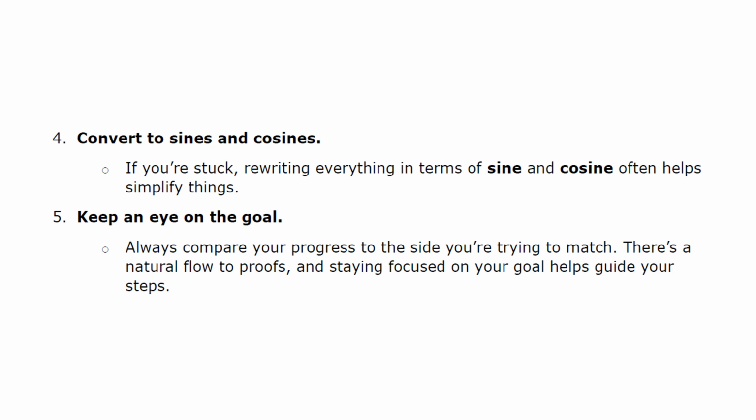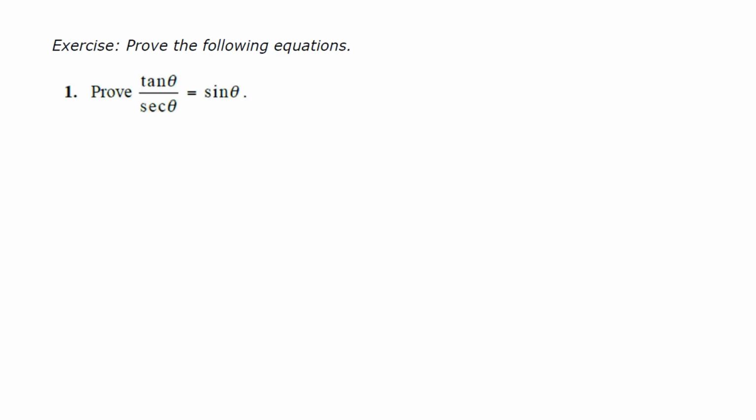Okay, so now that we have these guidelines, these strategies, let's now prove the following equations. The first one that we're going to prove is tan theta divided by secant theta equals sine theta. So I am going to work with the left side because this is the more complicated side versus the right side. So I'm going to start off with tan theta over secant theta.